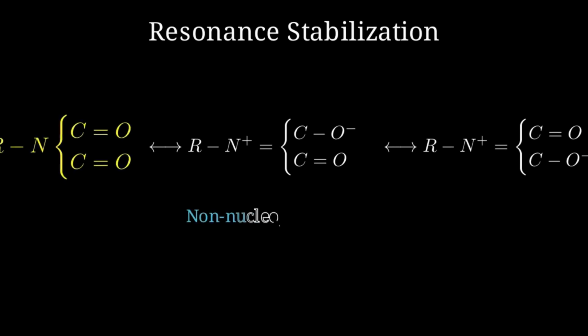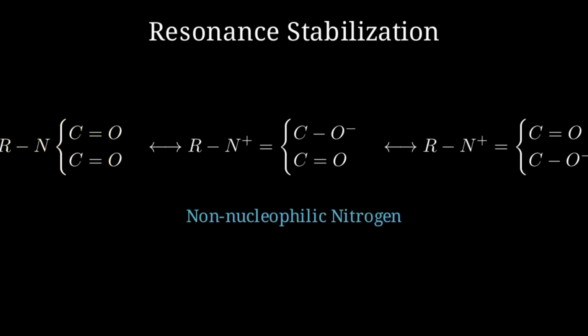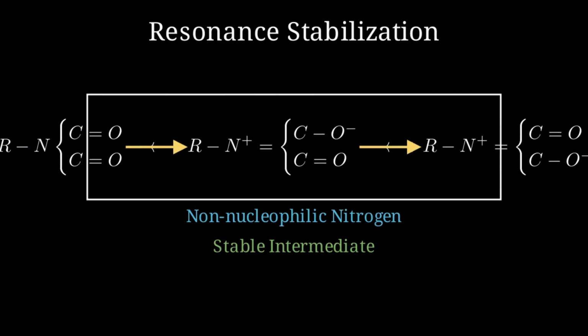The lone pair on the nitrogen is delocalized into the two carbonyl groups via resonance. This significantly reduces its nucleophilicity, ensuring that only one alkyl group is ever attached to the nitrogen atom.